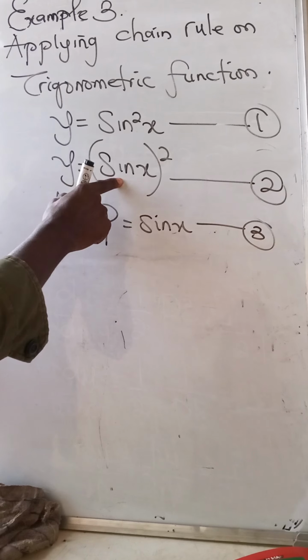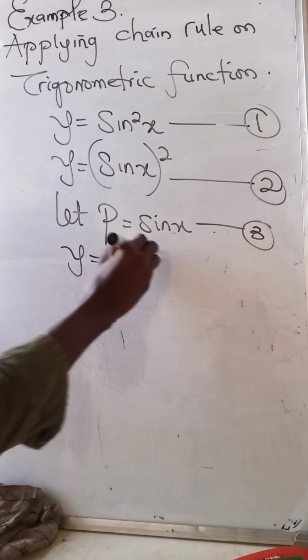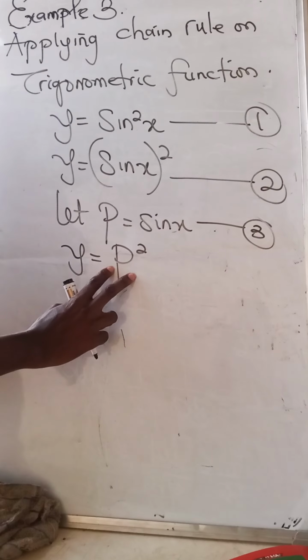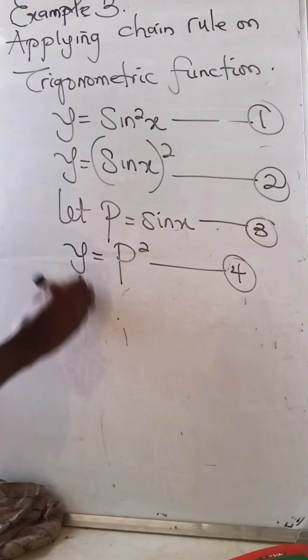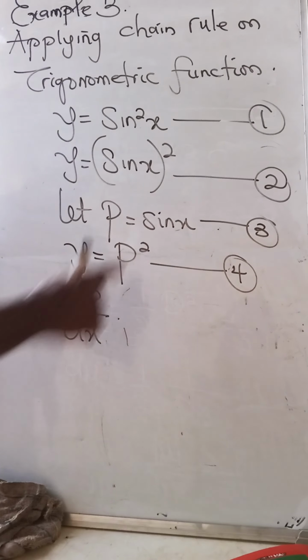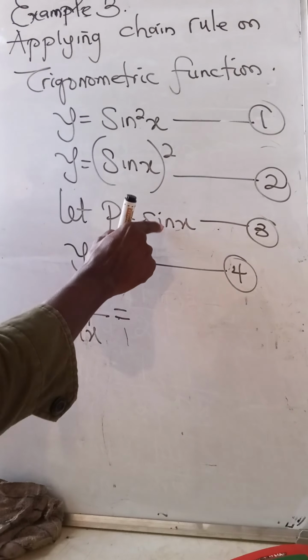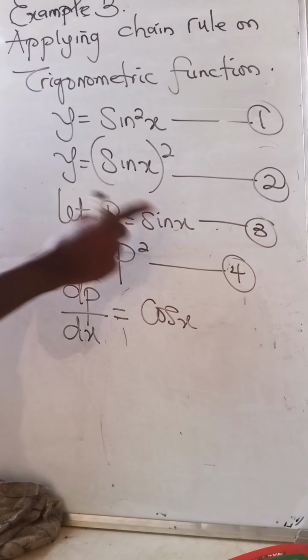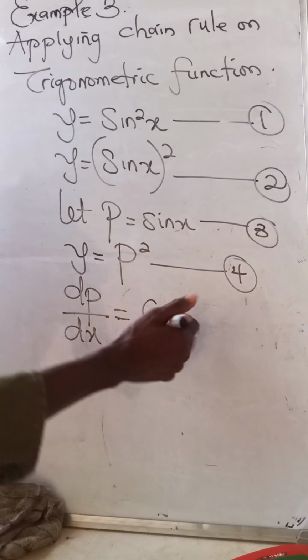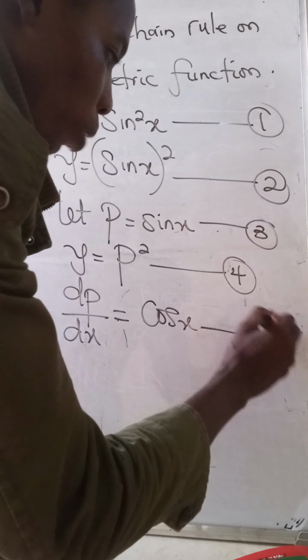And then what will this one become now? This one will become p raised to the power of 2, because here we have said let p be what is inside. So this becomes our equation 4. If we are to differentiate equation 3, we take dp over dx, because p is a function of x. So this gives us the derivative of sine x equal to cos x. Note that the derivative of cos x is equal to minus sine x, but the derivative of sine x is equal to cos x. So this is the result for equation 3, which we name our equation 5.